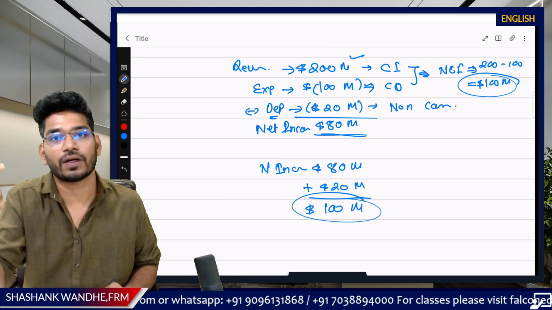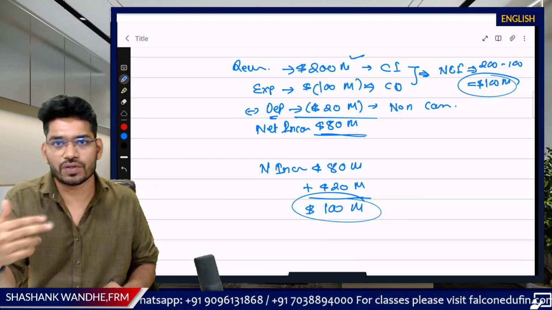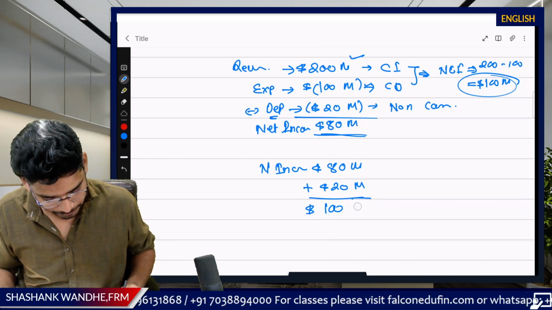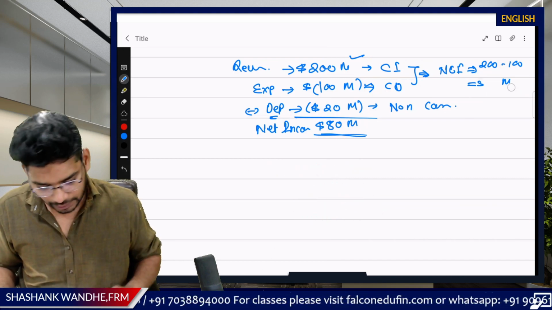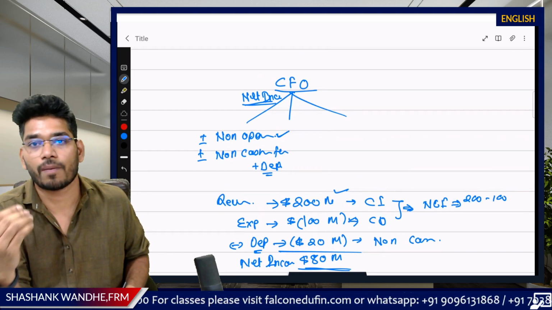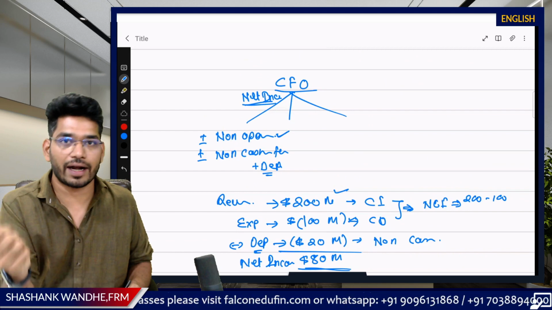If your income is non-cash, then you will reduce it. If your expense is non-cash, you will add it. This is a very simple treatment. Then we have non-operational expenses or non-operational incomes. So we will make that adjustment as well.